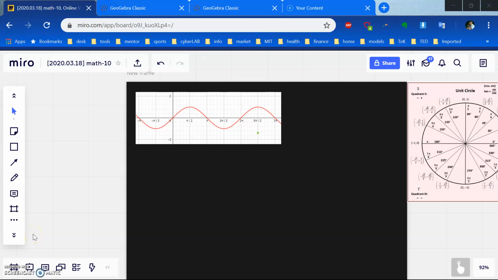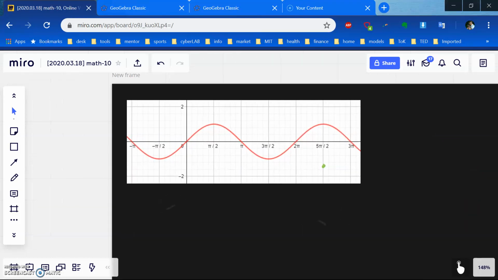All right, today we're going to look at sine and cosine functions and two important things about wave functions, which you might remember from physics: the amplitude and the period. So let's look at this sine function here. This is a sine function.